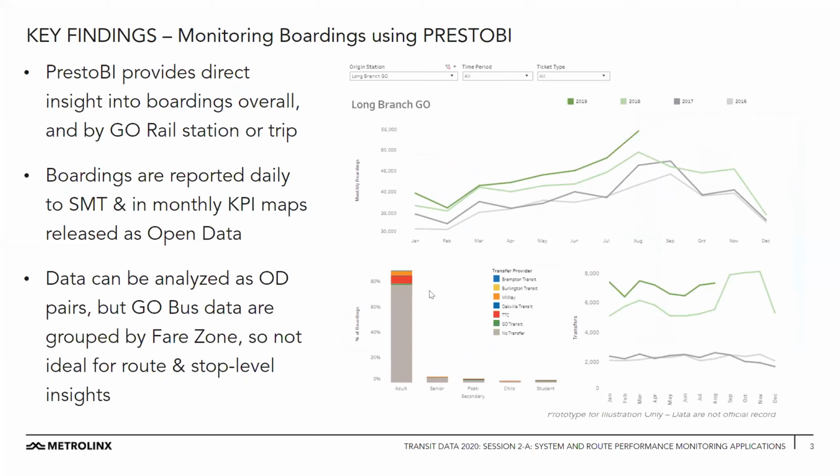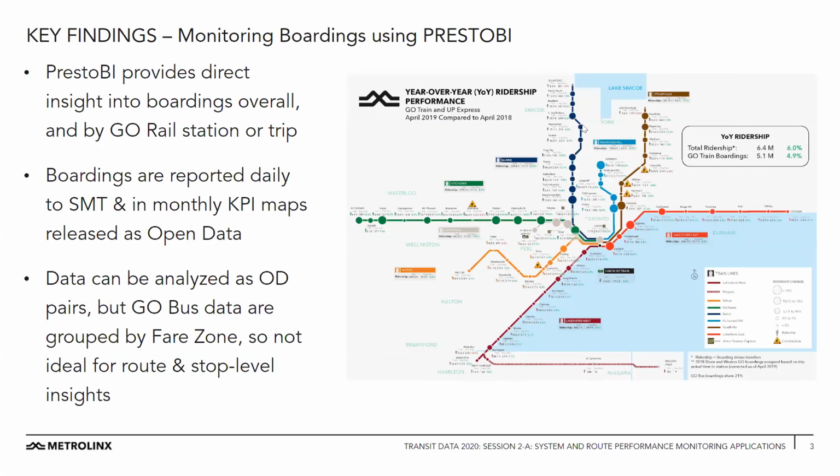Although this data can be used to track OD pairs for GO Rail, it's quite useful because we do have a tap off. That unfortunately on buses is not so useful because it's analyzed at a fare zone system, so we don't have information at a stop level in most cases. Sorry, just quickly, this is our overall ridership map, which you can find on Metrolinx's open data page. We recently launched an open data portal, so I'm excited to share that as well.